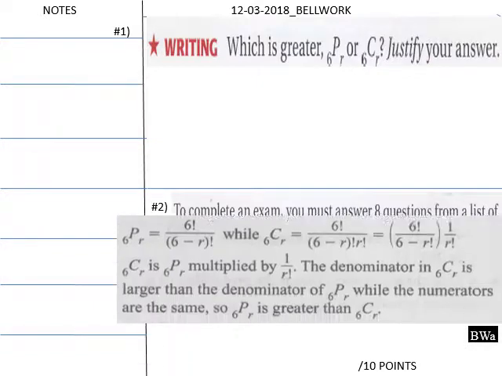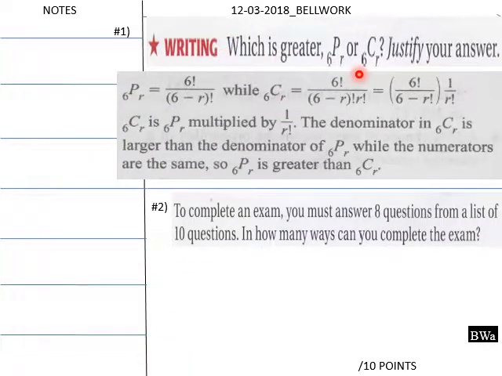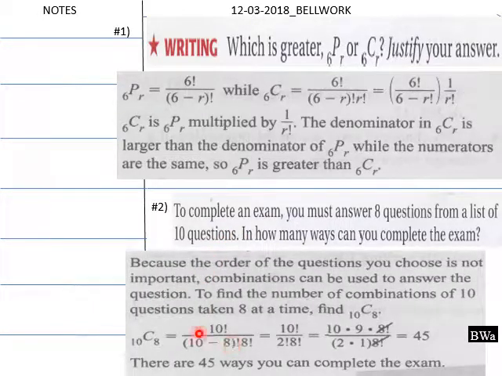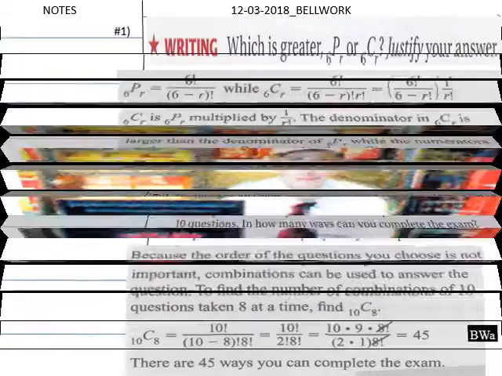Okay, welcome back. Here are your solutions. Which is greater? 6CR is 6PR multiplied by 1 over R factorial. The denominator is larger than the denominator of 6PR, while the numerators are the same, so 6PR is greater than 6CR. To complete an exam, here's our situation: 10 choose 8, and we come out with 45 by the time we do our reduction.